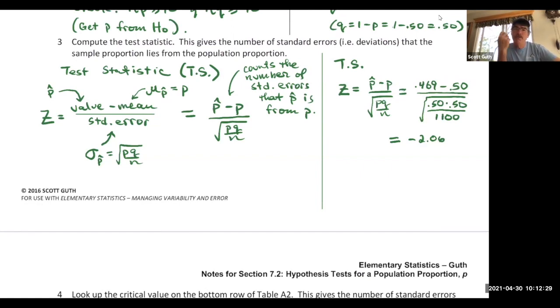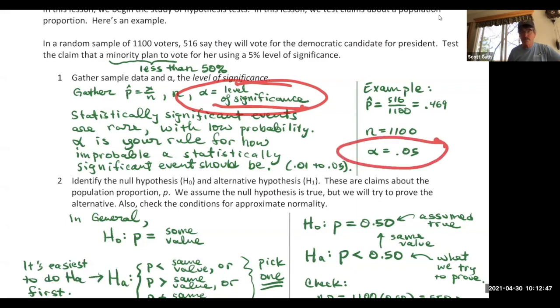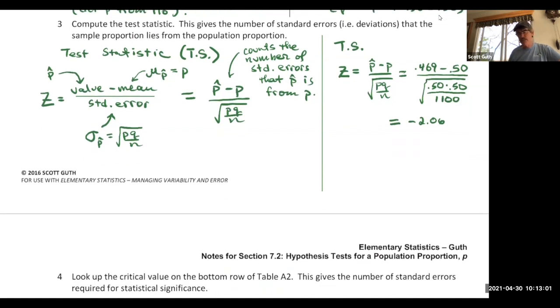Okay. But we have to compute the probability of getting something this low, because remember, this whole thing revolves around this thing called the level of significance, which is the probability of a significant event. And we said it was 5% is our probability for a significant event. So the question is, well, how probable was this? If it's less than 5%, then we'll call it statistically significant. Okay, any questions? And significant evidence is what you need to prove whatever claim you're trying to prove. Okay, any questions?